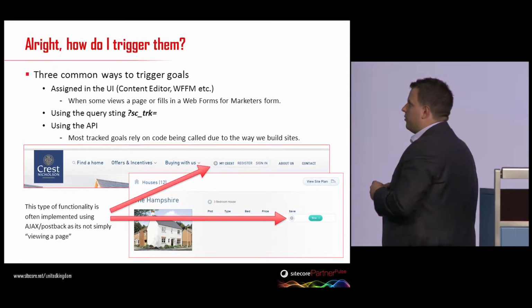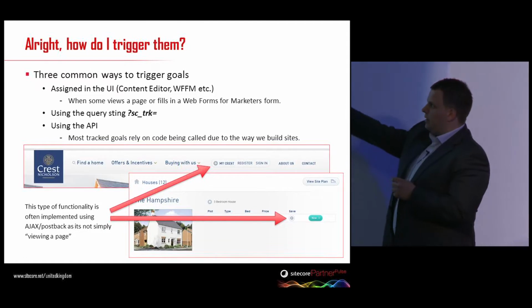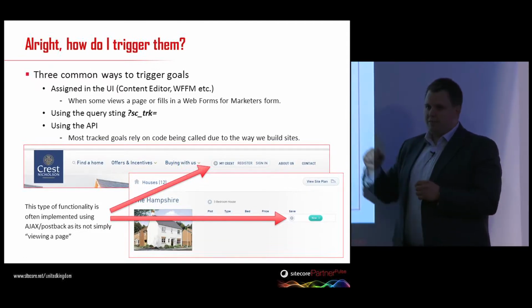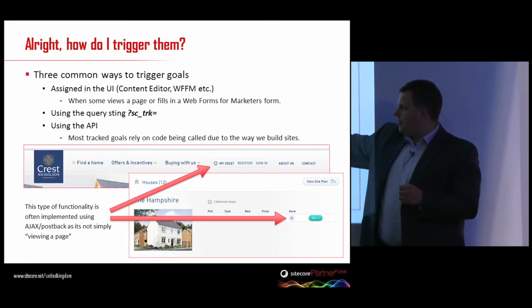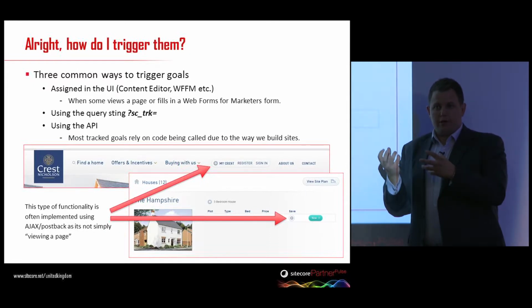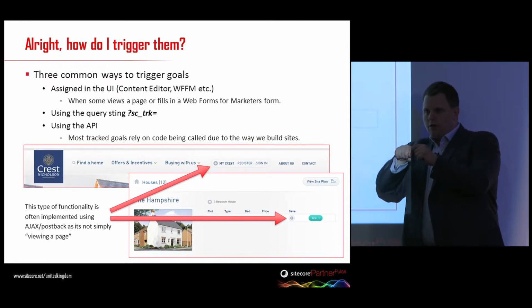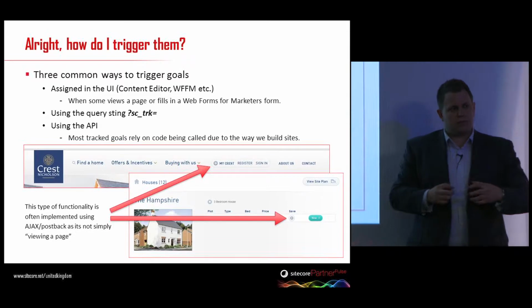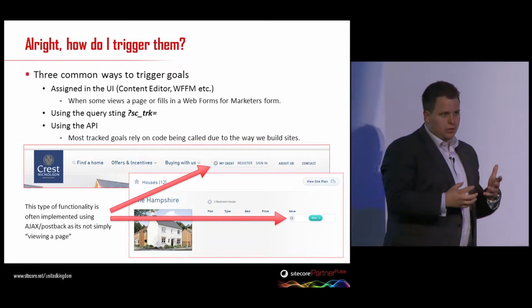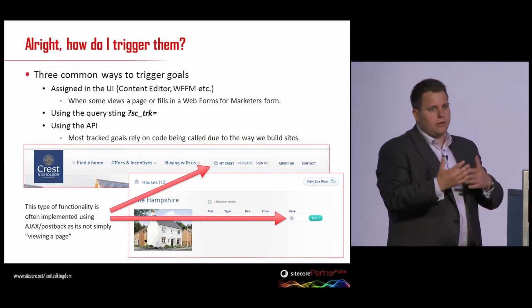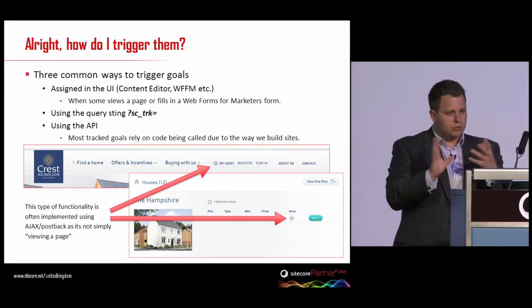So for example, on the Crest Nicholson site, they have functionality like My Crest, and they have this save button here. As you can imagine, that's not a content item in the tree. That's not something that you can click on and hit assign goal. That's something that's being done by a developer. It's something that's using maybe an Ajax technique where it's doing clever postback or pop-ups and all these bits and pieces.